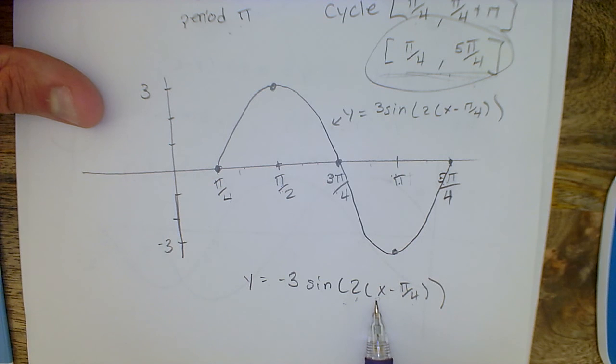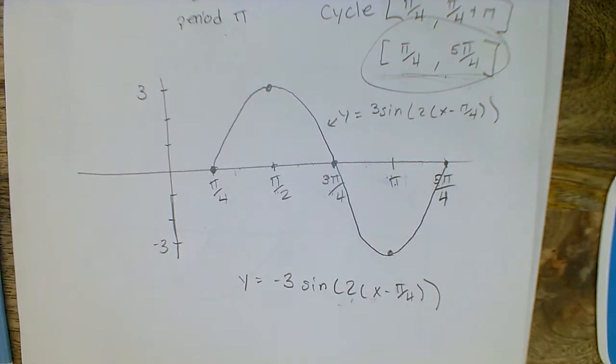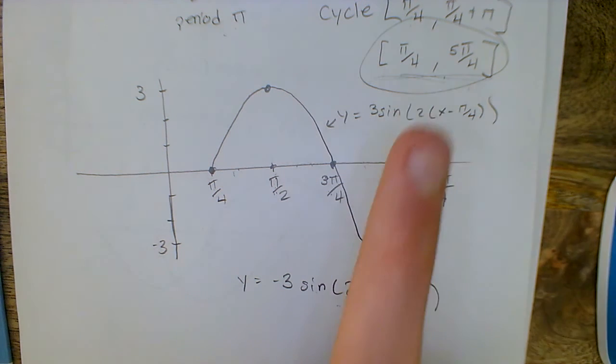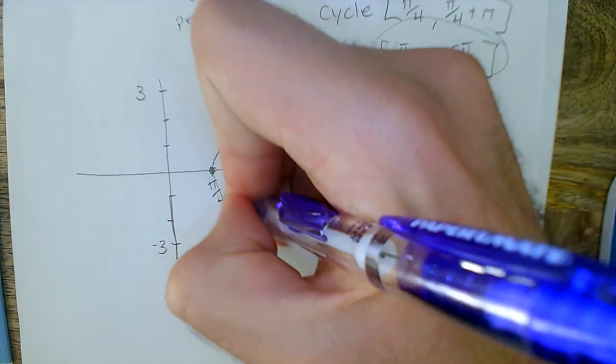The sine of pi over 2. Right, so let me restart here. If I plug in pi over 2 for x, I get pi over 2 minus pi over 4, which is pi over 4. Then I'm going to multiply it by 2, so you get pi over 2 inside this sine function. The sine of pi over 2 is 1.